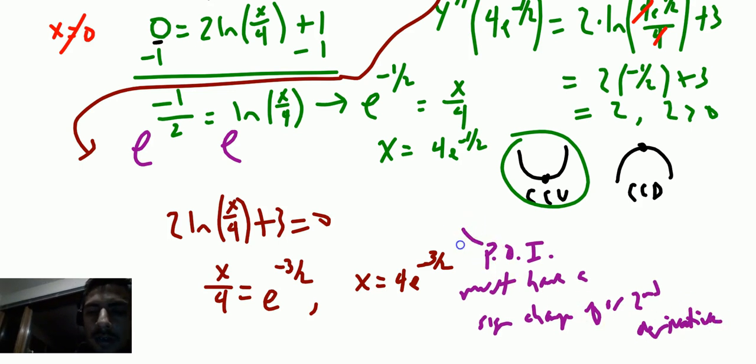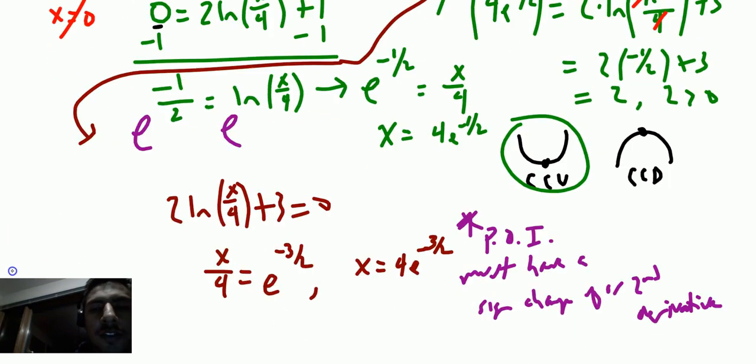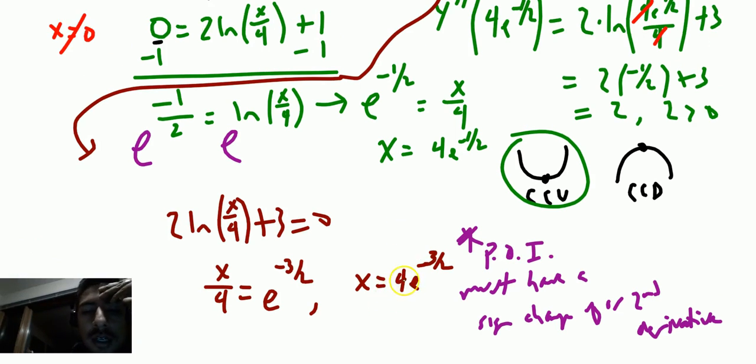Okay, so that's how we're going to find it. Now that's what a point of inflection is. How we're going to find it, we could do two ways. We could make a line test, but if this is no calculus, I really have no idea what the value of 4e to the negative 3 halves is. I could approximate that, but it's going to be a long process.